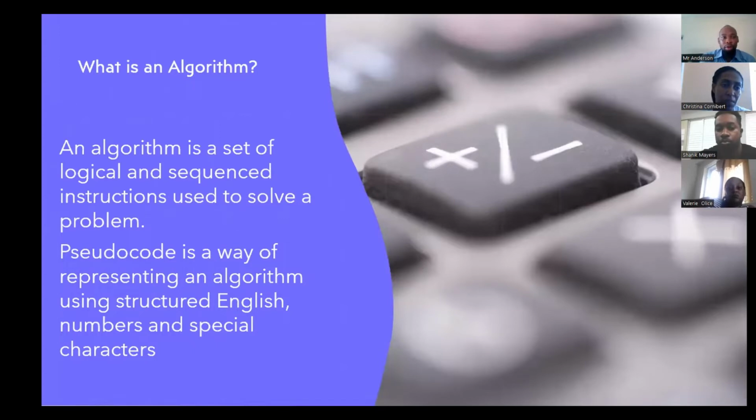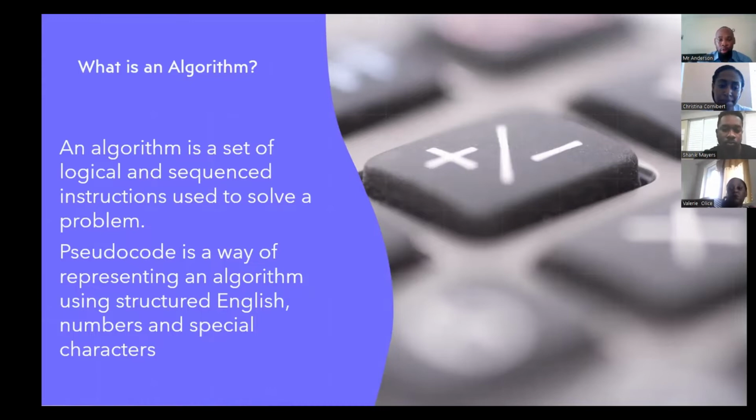All right, so what is an algorithm? An algorithm is a set of logical and sequenced instructions used to solve a problem. Okay, so it must follow a logical sequence. For example, if you want to find the average of 3 numbers, what must you do first? Anyone? You cannot just find the average right away. You have to find something first. So what do you need to do first? Yes, Christina. You must add the 3 numbers. Right. So you must add the 3 numbers first. Okay. And that's proper logical sequencing.